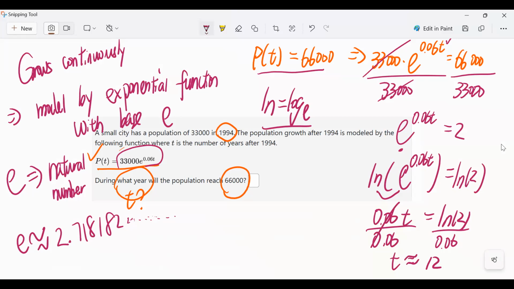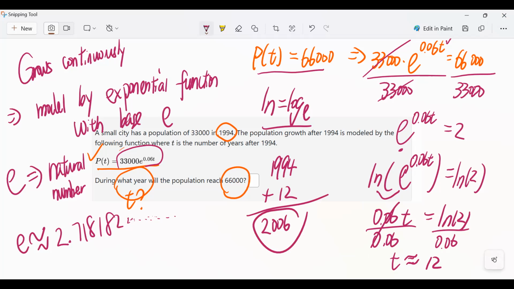They start modeling the population starting in 1994. So that's like the starting point. So you're going to add 12 to 1994, and you get 2006, right? So that means by 2006, the small city will double the population. Basically, this is doubling, right? 33,000 to 66,000. That's doubling. So it takes about 12 years to double the population.